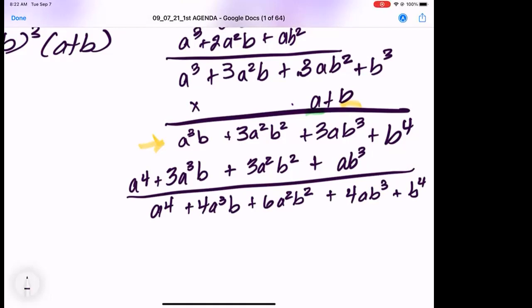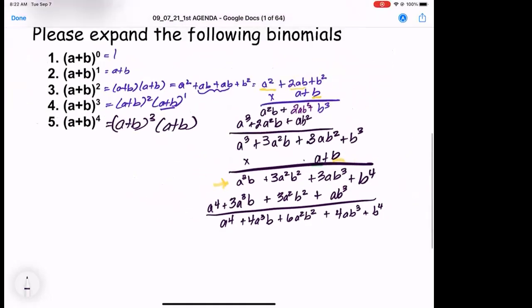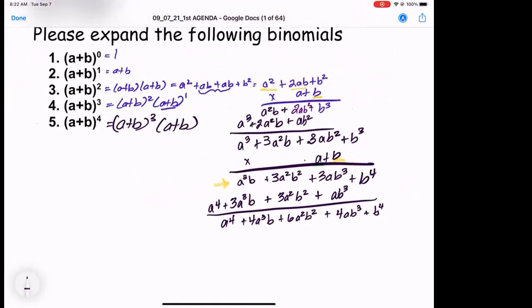There are several patterns embedded in this. One of them is the exponents. So what was it? I'll back out some. What are we raising number 5 to? We're raising it to the fourth power. What's your highest exponent? 4.